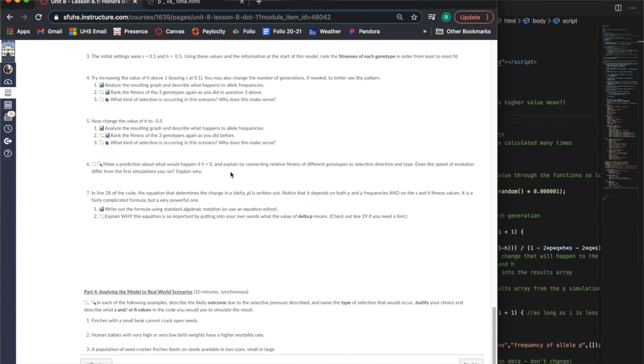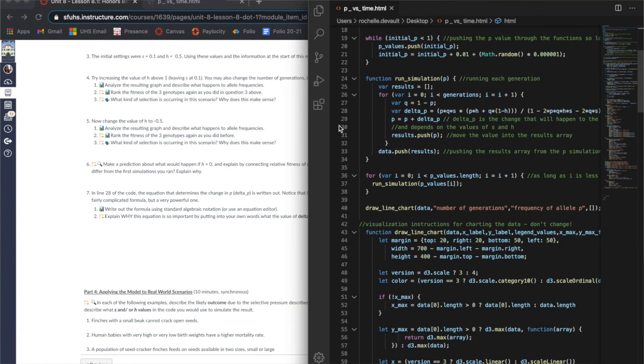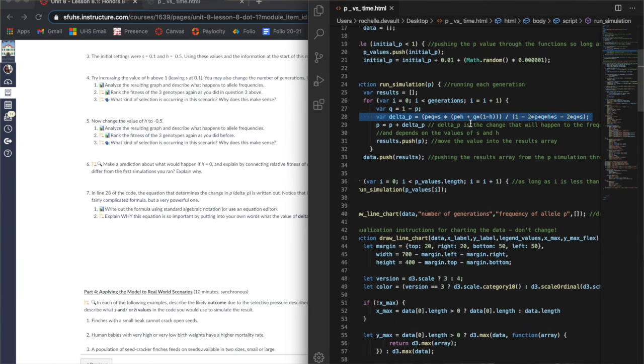In line 28 of the code, the equation that determines change in p, so the change in the frequency of p from one generation to the next, is written out. So let's go find that code. So here's line 28, and here is the equation. Delta p is equal to this divided by this, where p and q and s and h are all represented in some way. So we can write this out, we can look at it, we can try to understand it. It's a fairly complicated formula.